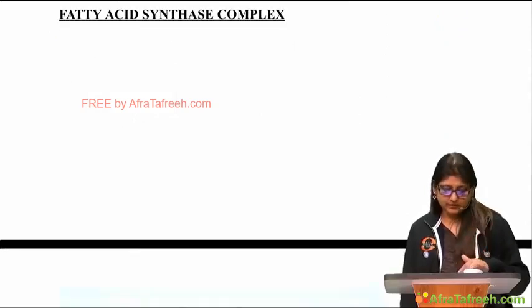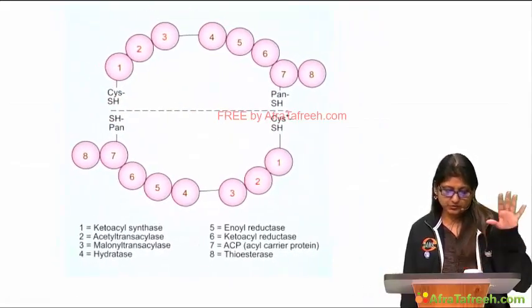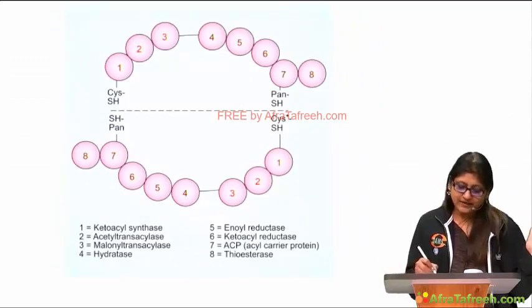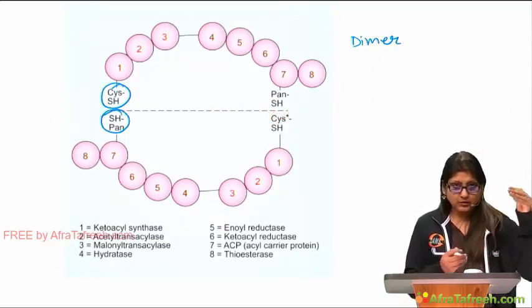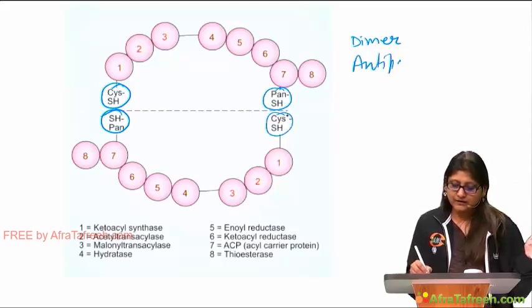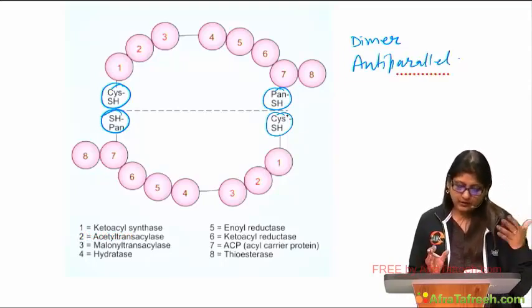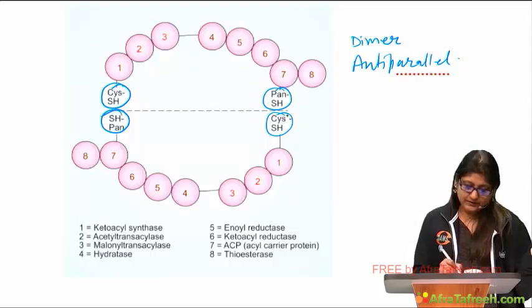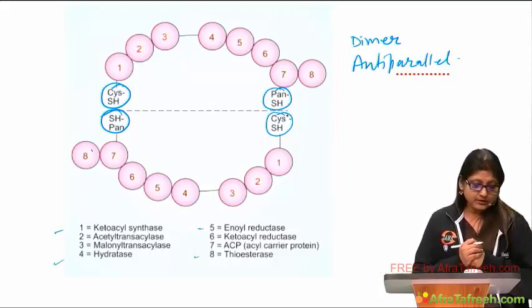Coming to lipids. In that, first the fatty acid synthase complex picture is being given to you. This is the fatty acid synthase complex. It's a dimer which is arranged in anti-parallel configuration. You can see cysteine overlapping with pantothenate, and pantothenate overlapping with the cysteine. So anti-parallel, head to tail configuration, and these two are fatty acid synthase dimers, and these are various catalytic activities which you need to remember. Unfortunately, you need to remember.